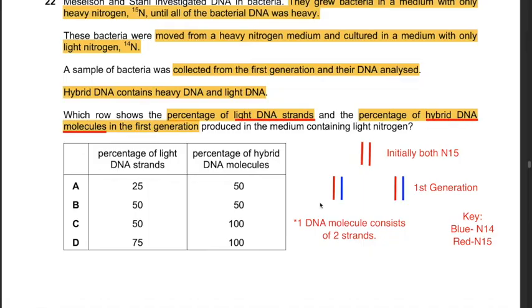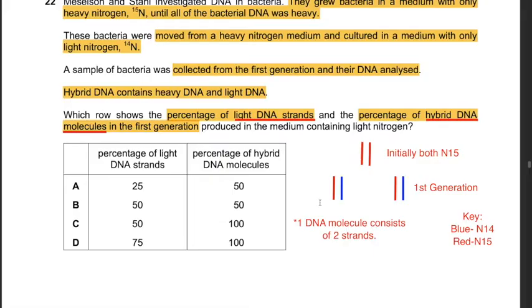Question 22. Meselson and Stahl investigated DNA in bacteria. They grew bacteria in a medium with only heavy nitrogen until all of the bacterial DNA was heavy. These bacteria were moved from a heavy nitrogen medium and cultured in a medium with only light nitrogen. A sample of bacteria was collected from the first generation and their DNA analyzed. Hybrid DNA contains heavy DNA and light DNA. Which row shows a percentage of light DNA strands and the percentage of hybrid DNA molecules in the first generation produced in the medium containing light nitrogen?